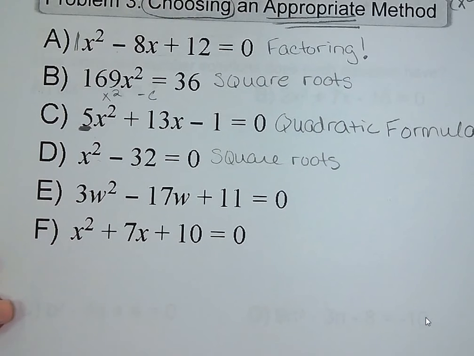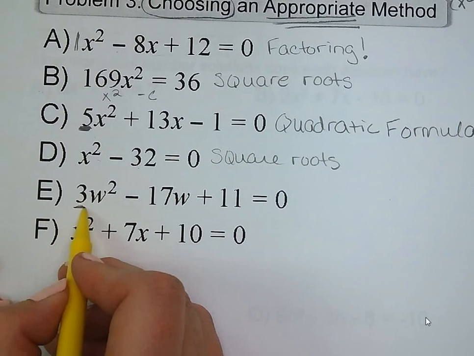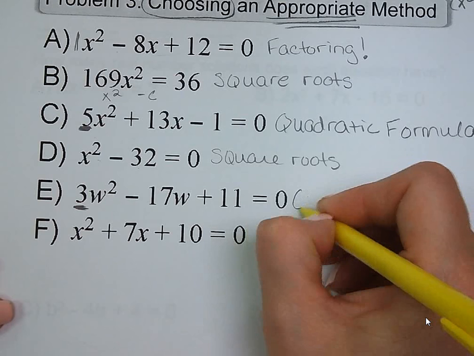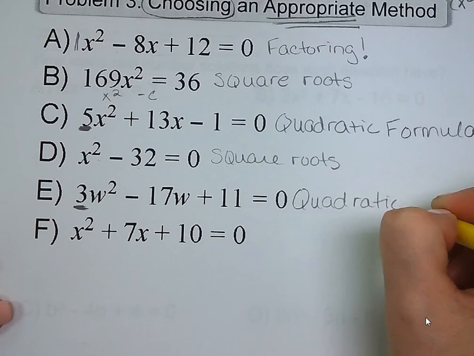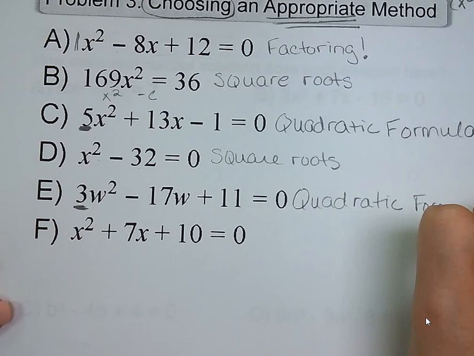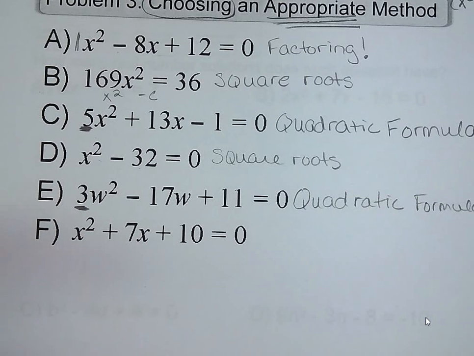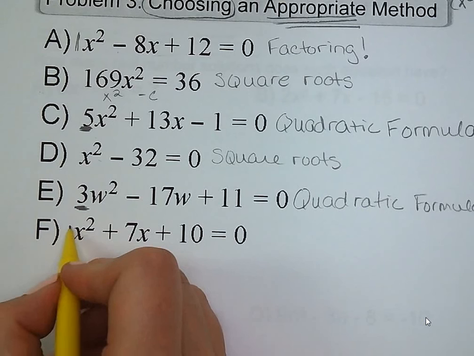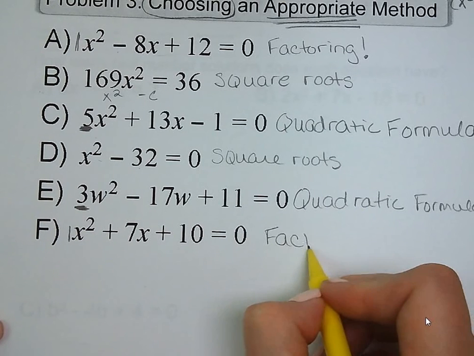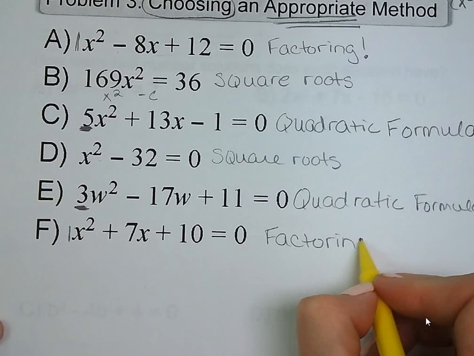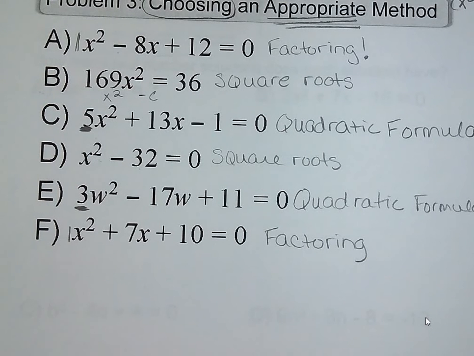Letter E, 3w squared minus 17w plus 11. Yeah, I don't feel like finding factors of 33. We're just going to use the quadratic formula. And letter F, x squared plus 7x plus 10. That sure looks like something we've seen before, and I'm going to say factoring is probably going to be the easiest, most efficient approach to solving that question.